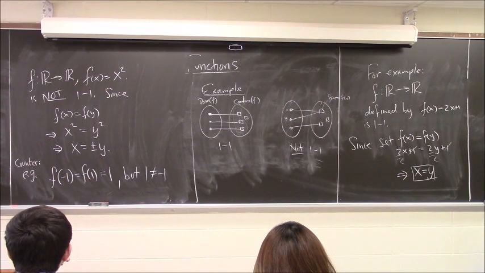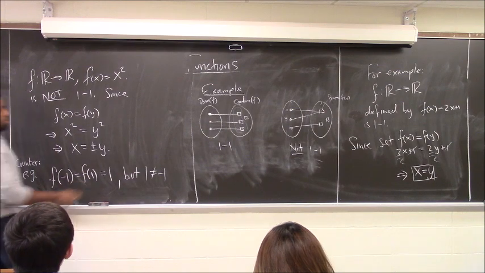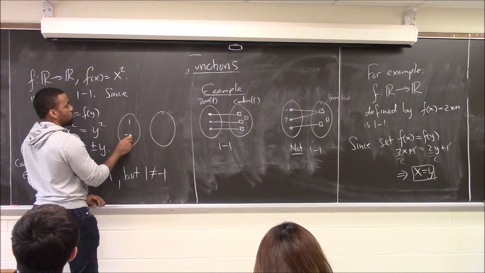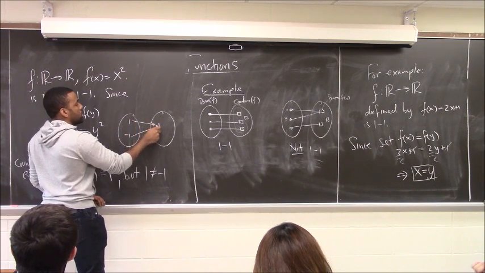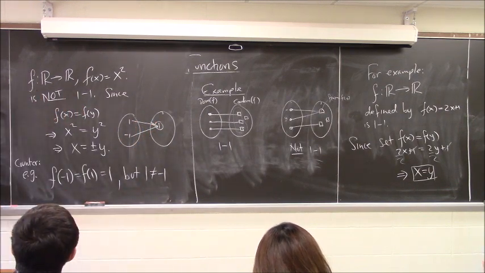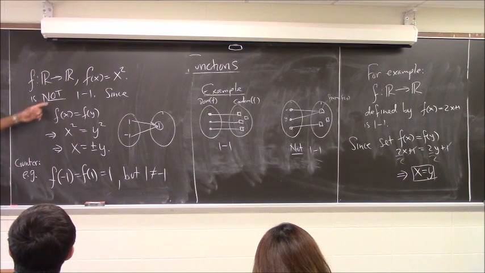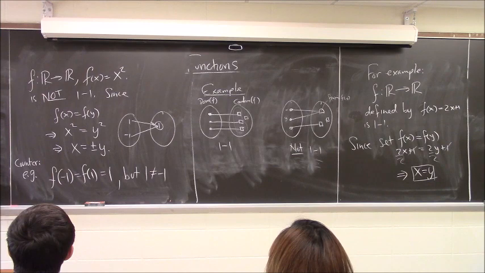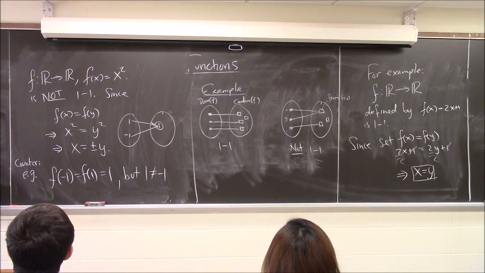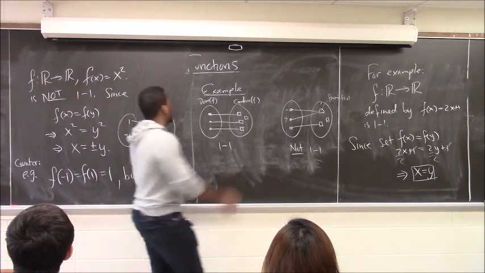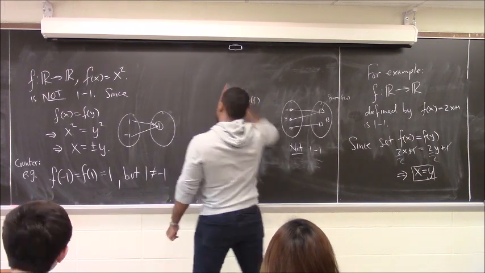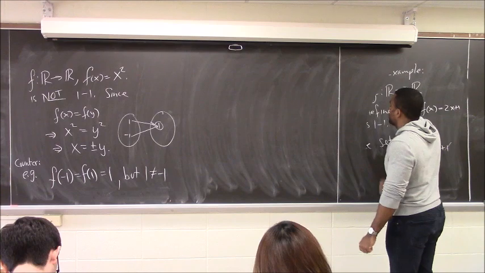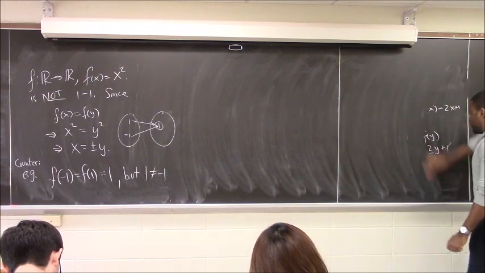So this function is not one-to-one, because both the numbers 1 and minus 1 map to the output 1. And so it's not a one-to-one function. And you can show this in calculations by showing if you assume the outputs are the same, you don't get that the inputs are the same. So that's a one-to-one function. Or it's called an injection or an injective function or a one-to-one function.